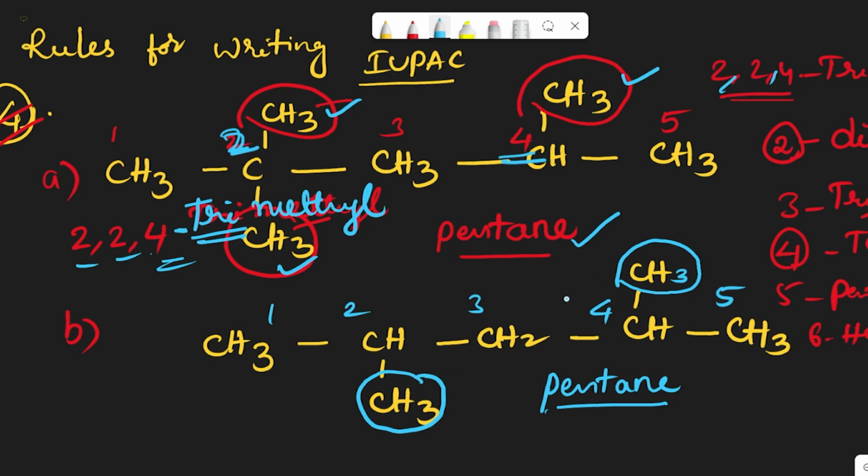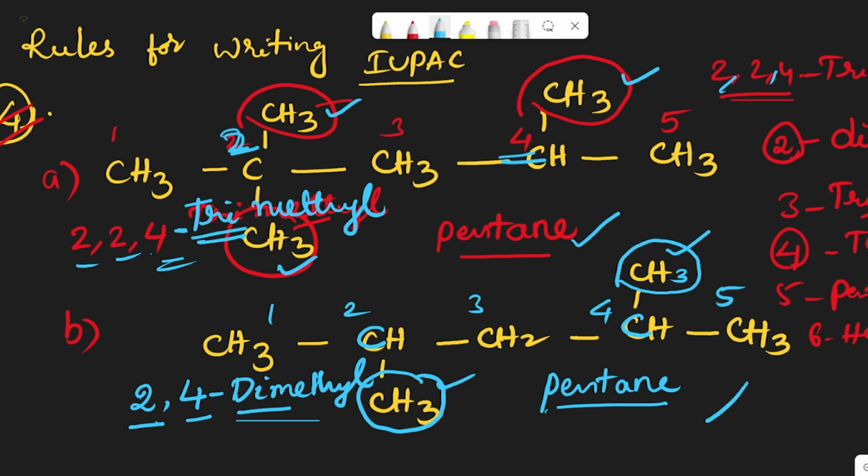So how do you write the name? Here, 2,4-dimethyl. I am using the word dimethyl because here 2 methyl groups are present, and the positions are 2 and 4, at the second carbon atom and the fourth carbon atom. So that is why the name is 2,4-dimethylpentane. So this is all about the fourth rule.